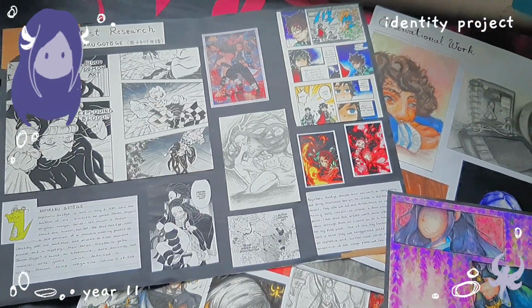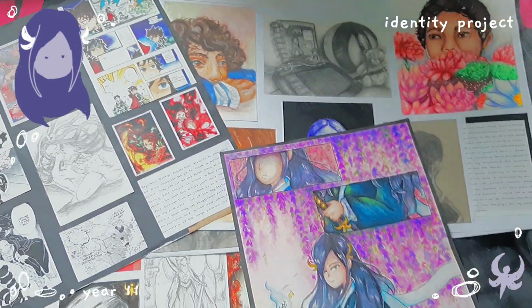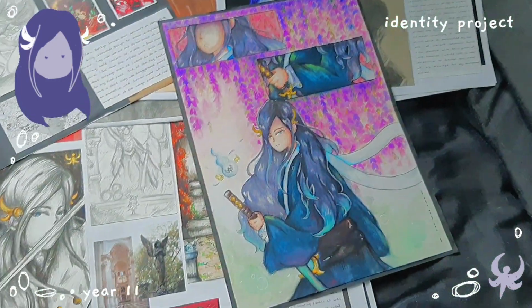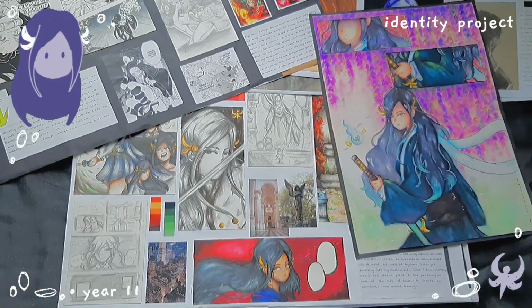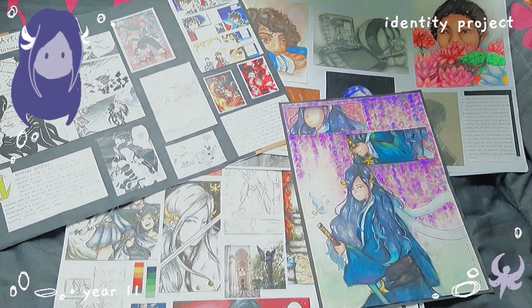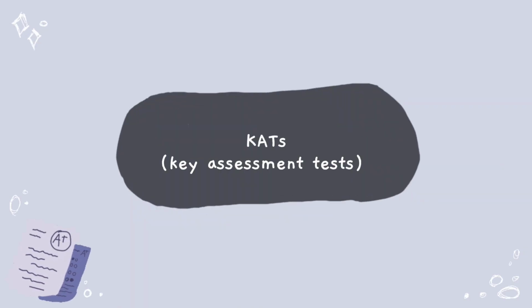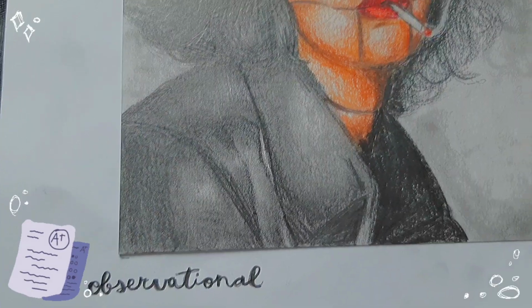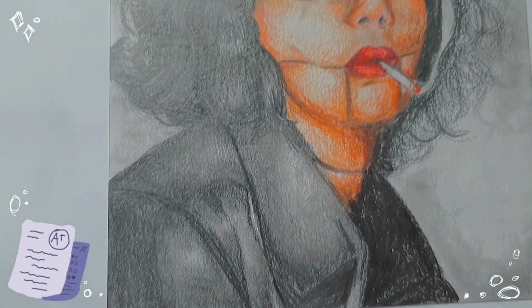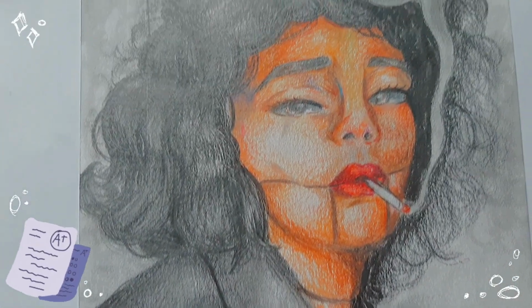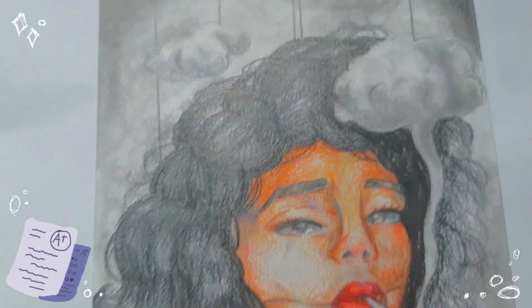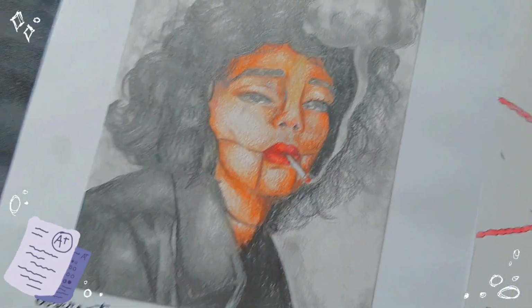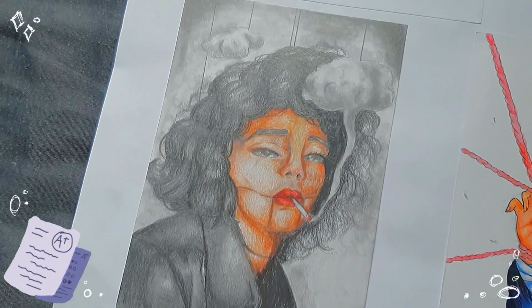And that's all of my GCSE projects that I had to do from year 9 to year 11. Since we're done with that, let's now move on to the exam portion of this video. For our key assessment test, we had to do 2 drawings, which consist of a development piece as well as an observational piece. Now, we only had 2 hours to do each drawing, which is unbelievable. So I decided to go for an A5 size to do my drawings at.